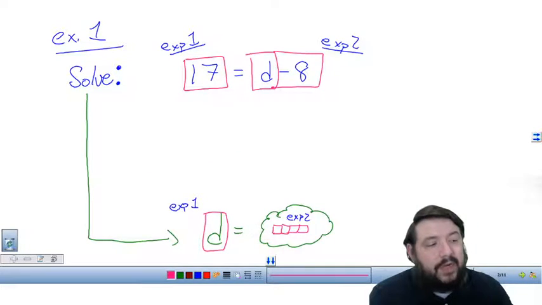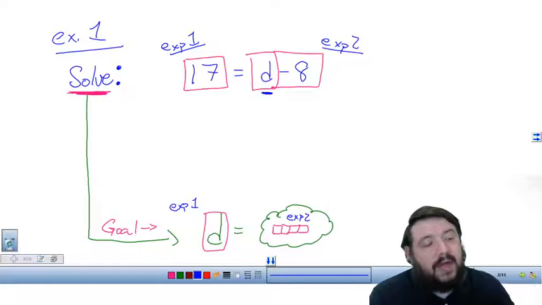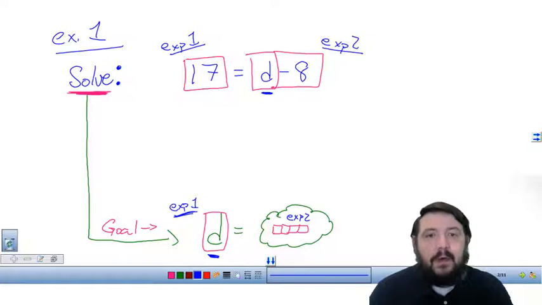I've already set up our equation using the rules that we've worked on, and here I have my solve keyword, and so I've used that to set my goal down here. The main thing that's different about this problem from our old problems is that in this one, the D is over here in expression number 2. And as you can see in my goal, I kind of want the D to be in expression number 1.